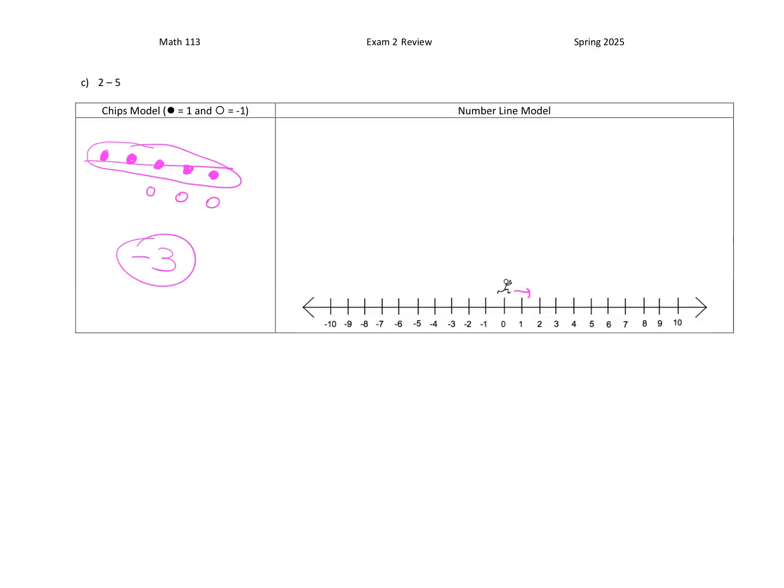On the number line, I start with my person at 0, facing forward, and they're going to go 2 steps forward. Okay. And then subtraction means turn around. So I'm going to redraw my person facing the other direction.